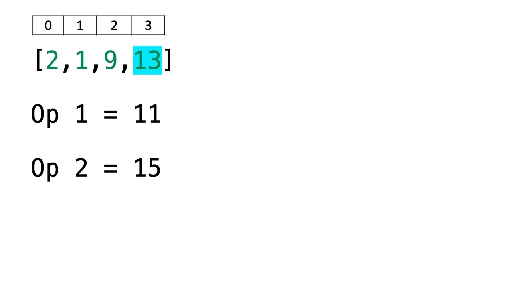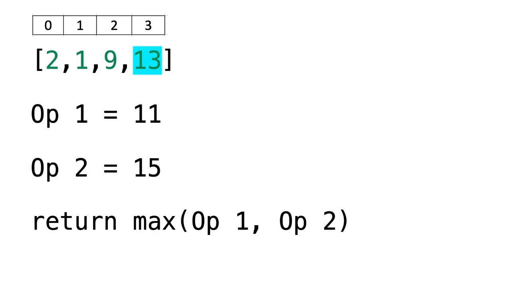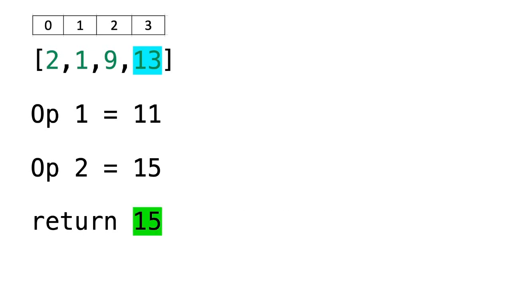Now we have iterated over all the elements of the list. So we will return the maximum of option 1 and option 2. Out of 11 and 15, the maximum element is 15. Hence, we are returning the output as 15. I hope the approach is clear. Now, let's get into the implementation.